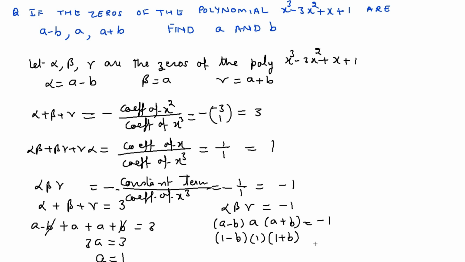So a minus b times a plus b, this is the formula. 1 minus b and 1 plus b is equal to 1 minus b square, which is equal to minus 1. So take b square on the right hand side and minus 1 on the left hand side. You will have 2 is equal to b square, and the value of b is equal to plus minus under root 2.